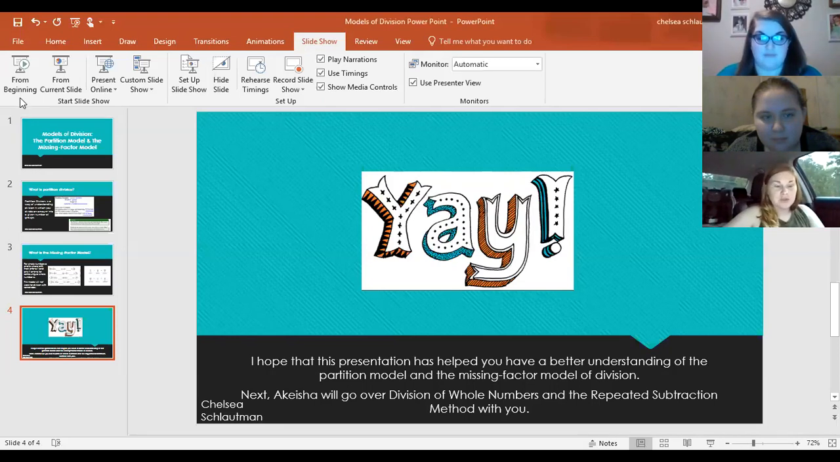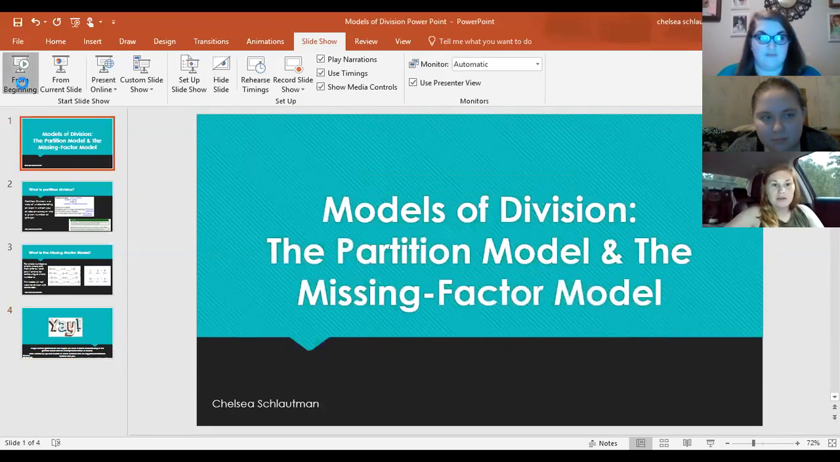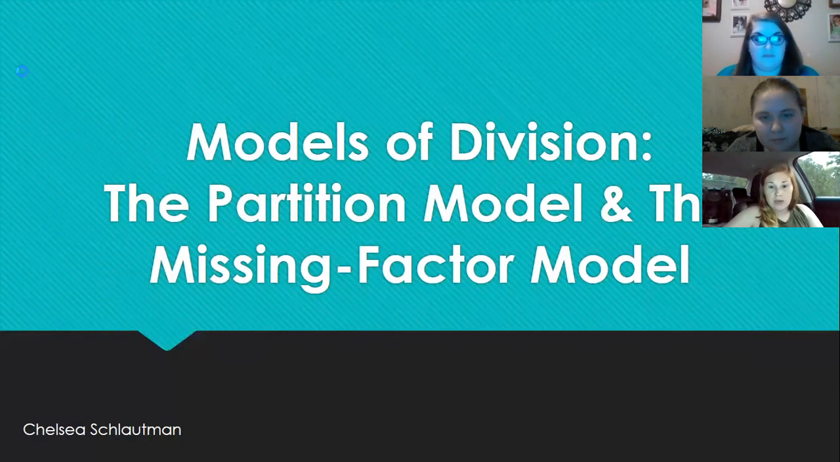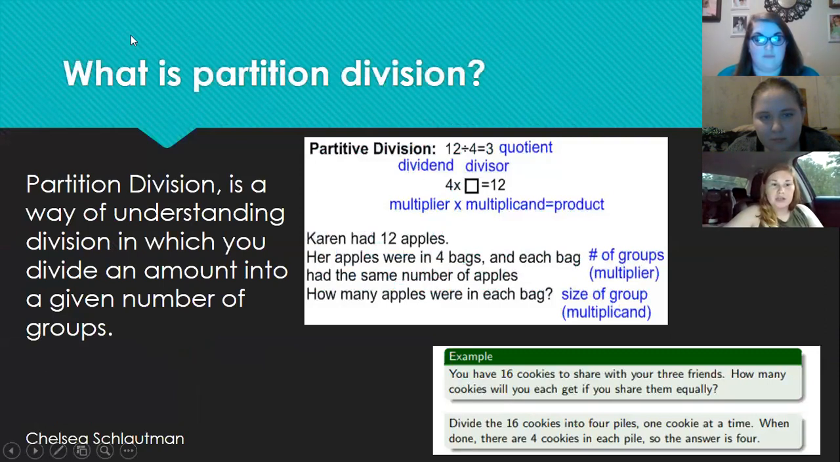Thank you, Alyssa, for going over division by 0 is undefined and exponents and power operations with us. My name is Chelsea, and I will be going over 2 different models of division with you. Let me pull up my slideshow here. All right, and the 2 different models that we're going to be going over are the partition model and the missing factor model. First, we're going to look at the partition model.